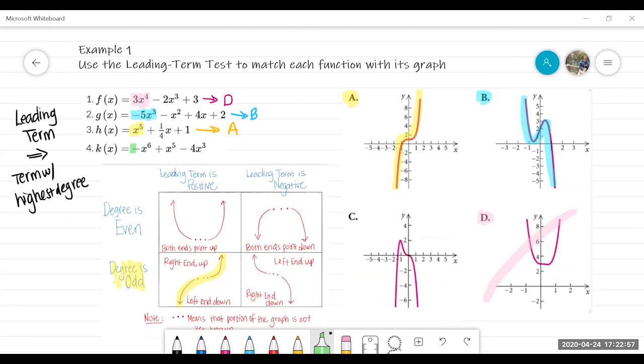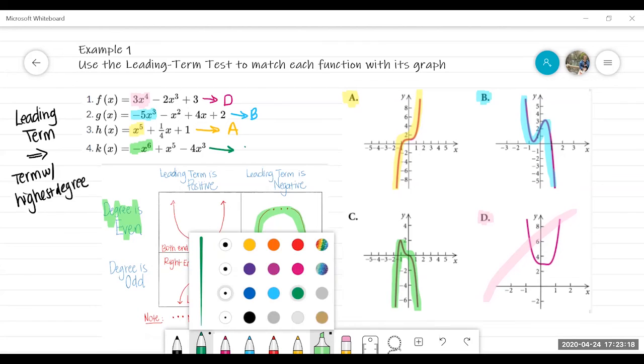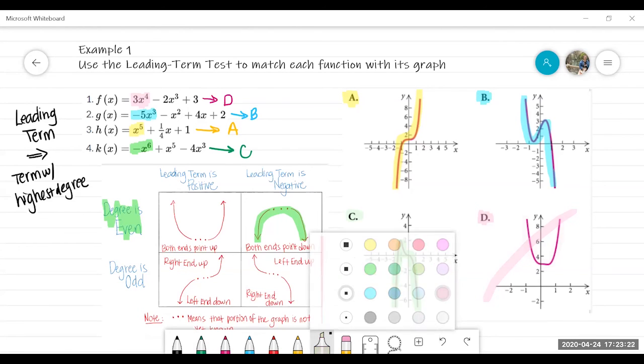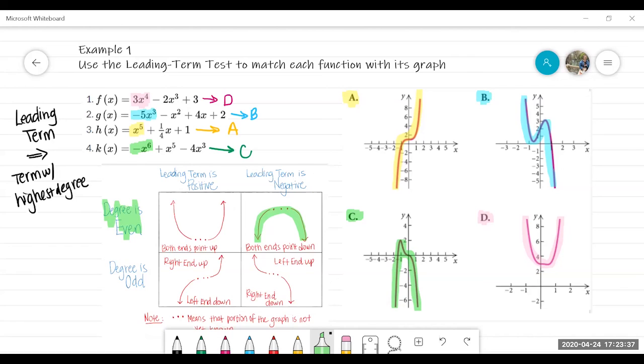And then last but not least, number 4. So this is even and negative. And so if I erase my last case down here, we're looking at even up top, and negative gives us this category right here. So we are looking at C. So we've got one of every category represented here. So there you go. We have a nice color-coded representation.